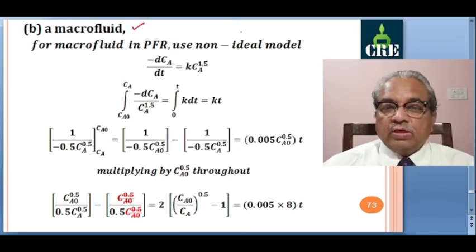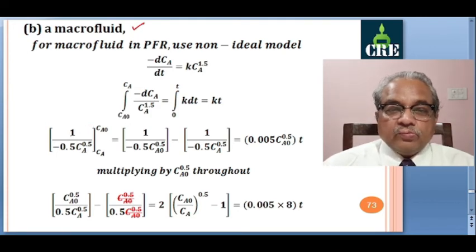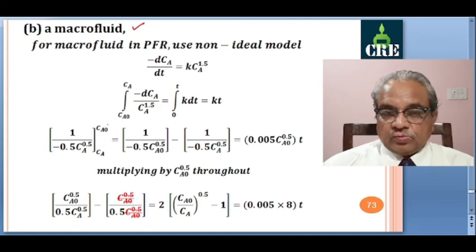So we have to use a non-ideal model. So minus dCA by dt equals k Ca raised to 0.5. Again, this is kt. So this becomes 1 over 0.5 Ca raised to 0.5. Now this minus sign I have used to reverse the order of integration from Ca to Ca0. In the earlier case I have not replaced, that is your choice. Anyway, whether you change the sign or not, if you carry out the further simplifications or computations properly, there is absolutely no problem.